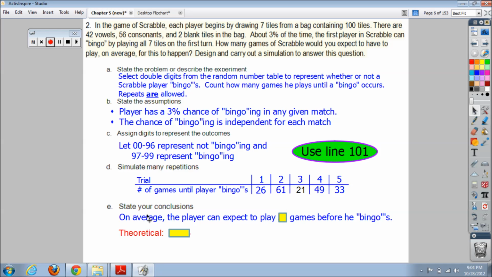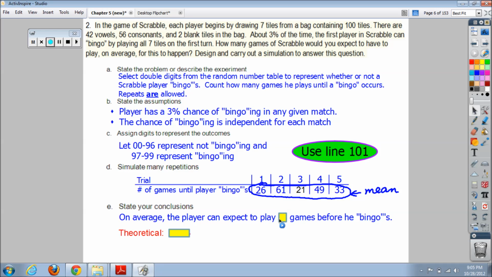So on average, the player can expect to play how many games before he bingos? All I did to figure that out was I took these 5 numbers and I figured out the mean of them. Typically, you would probably want to find the mean of more than just 5 simulations. But since it took me so long just to do these 5 simulations, we'll just go along with this. What this means, though, is that the number I'm going to come up with could be further away than the actual theoretical number, the actual probability that we looked at in the first example.